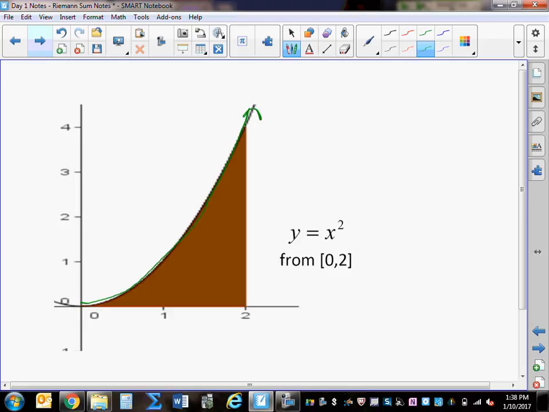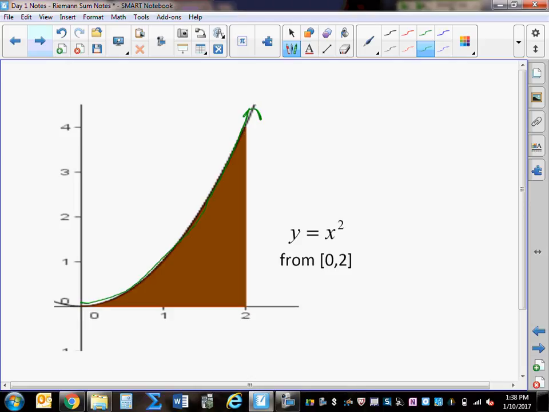Now, we could actually approximate it using just basic geometry. Geometry you learned back in elementary school, and that's what we'll be doing today, called Riemann sums. And then we'll learn how to actually find the exact area. So if we take a look at this picture here, you see it poses the question, how do we find the area under this curve?